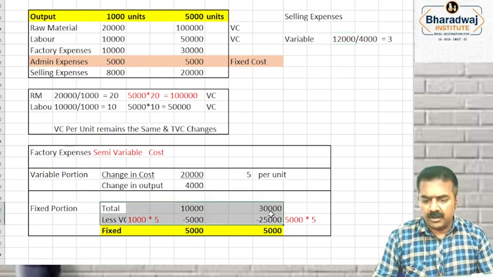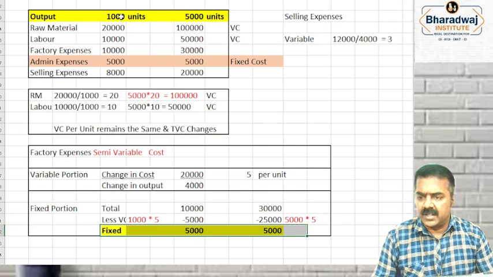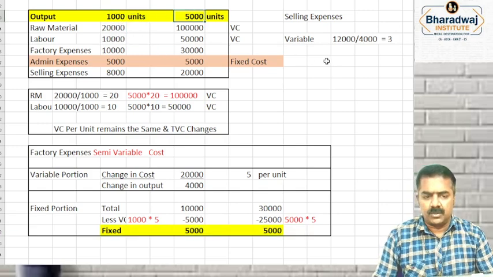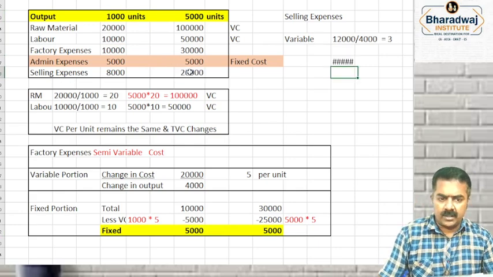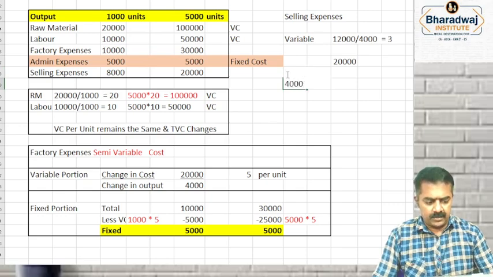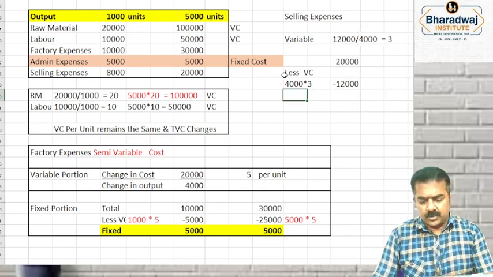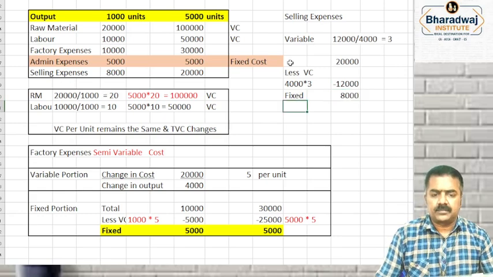In the same way, you can work out. From the total, eliminate the variable cost, and you will get the fixed cost. We can take either 1,000 or 5,000 and work it out. For 5,000 units, what is the total cost? 20,000. From this, eliminate the variable portion. What is the variable portion? 4,000 into 3, 12,000. So what is the fixed portion? 8,000 fixed portion.